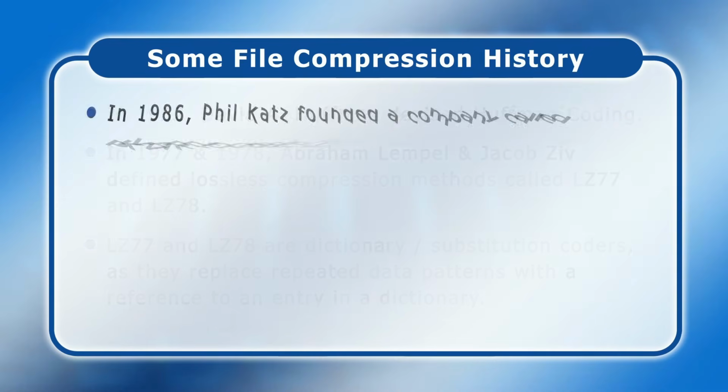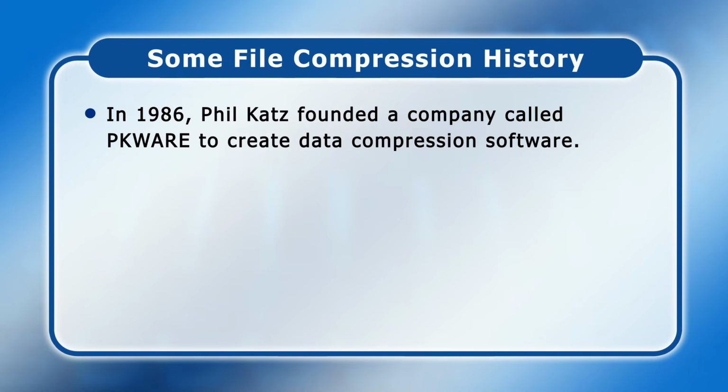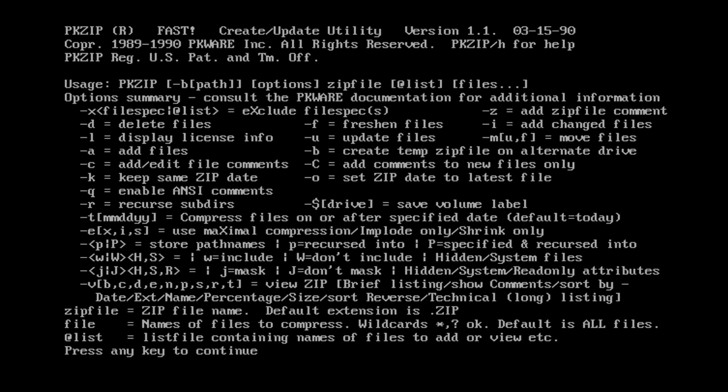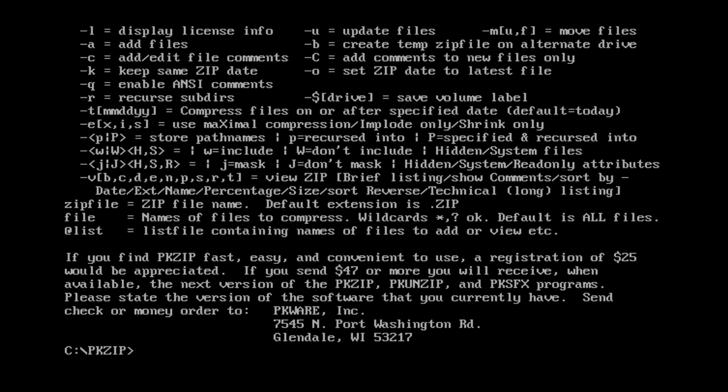Talking of which, in 1986, Phil Katz founded a company called PKWare to create data compression software. In 1989, PKWare introduced a lossless file compression format called ZIP, along with a DOS program called PKZIP to compress and decompress ZIP files. PKWare also released the ZIP file format into the public domain, so enabling its widespread use.